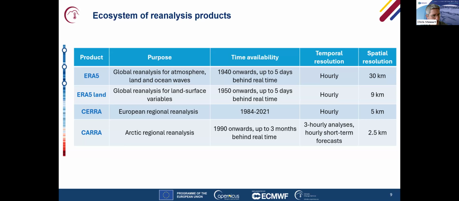So different reanalysis products include ERA 5. So that's the main global reanalysis, 30-kilometer resolution hourly and at different levels of the atmosphere. We also have a slightly higher resolution, 9 kilometers over the land. And then we also have the regional reanalysis. So these are high resolution over certain regions. So these are kind of downscaled high resolution reanalysis. And we have that over Europe and over the Arctic.